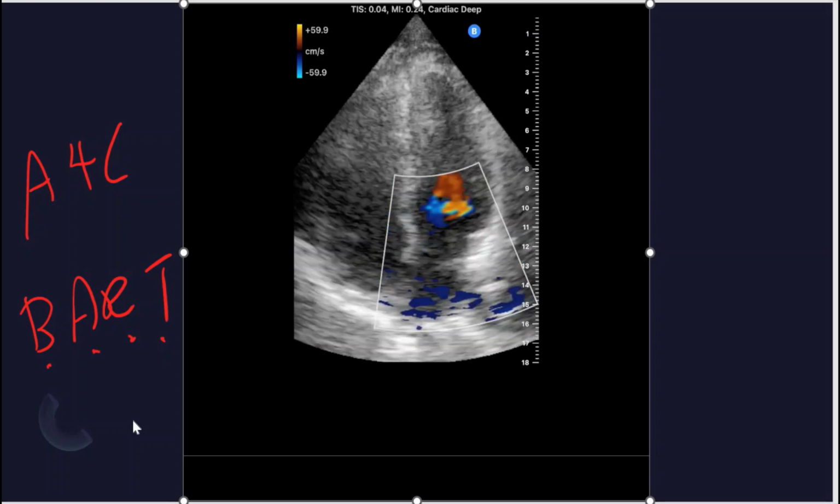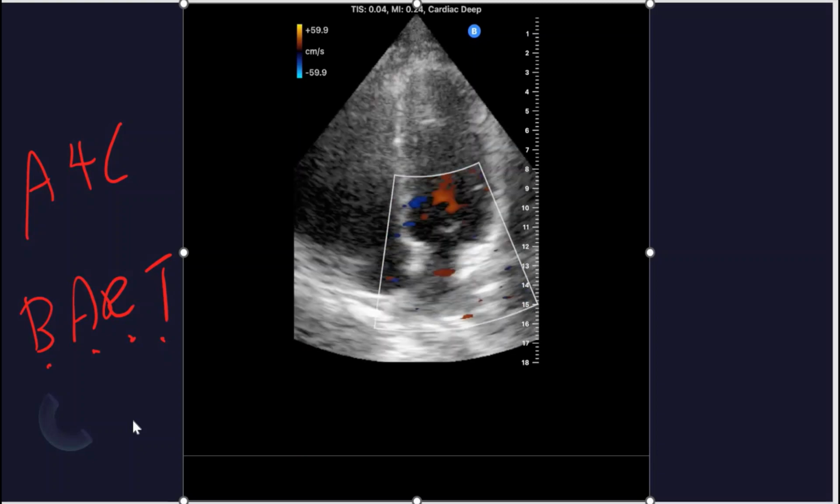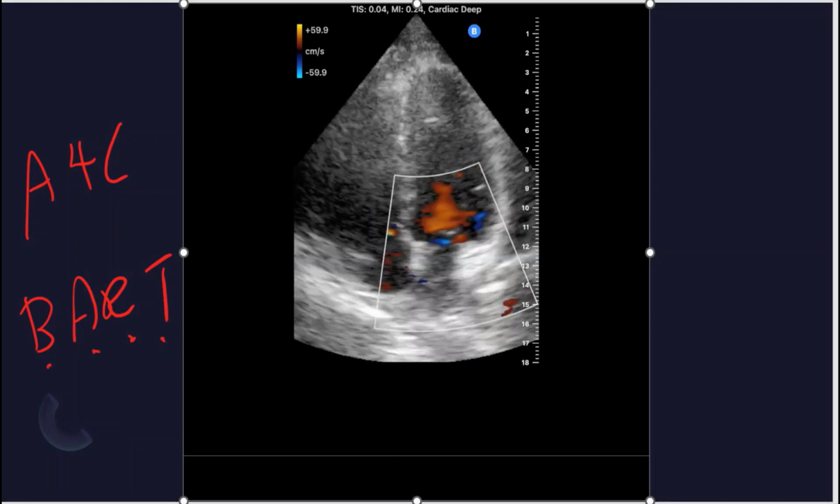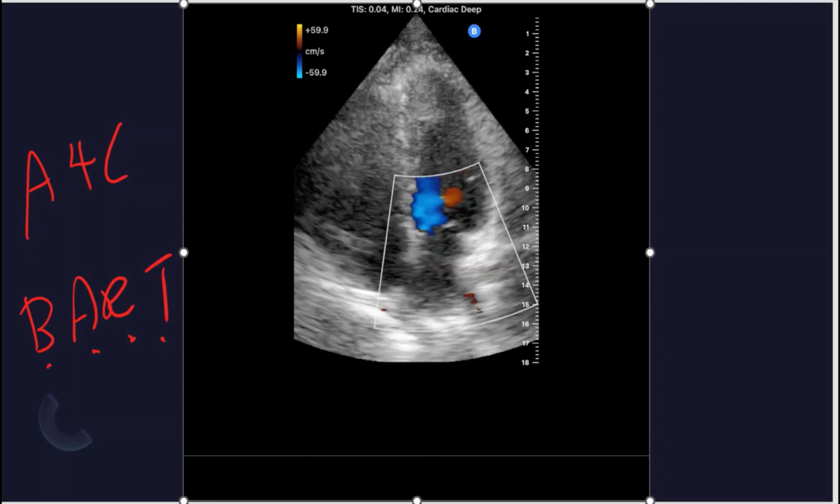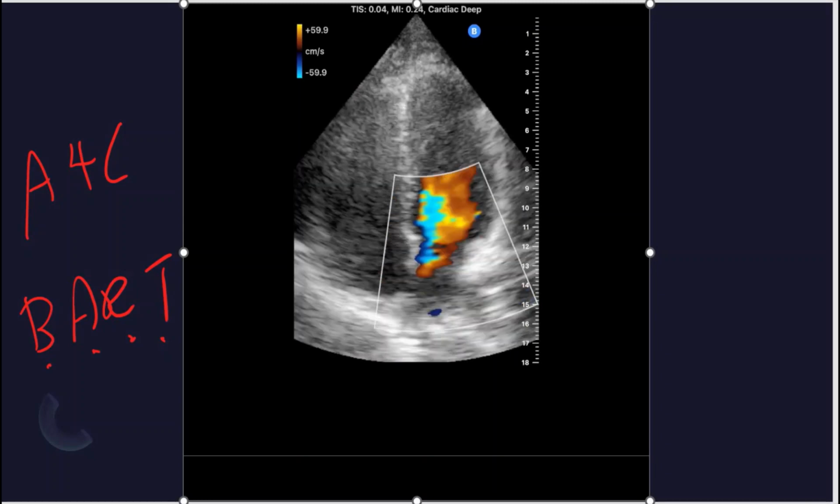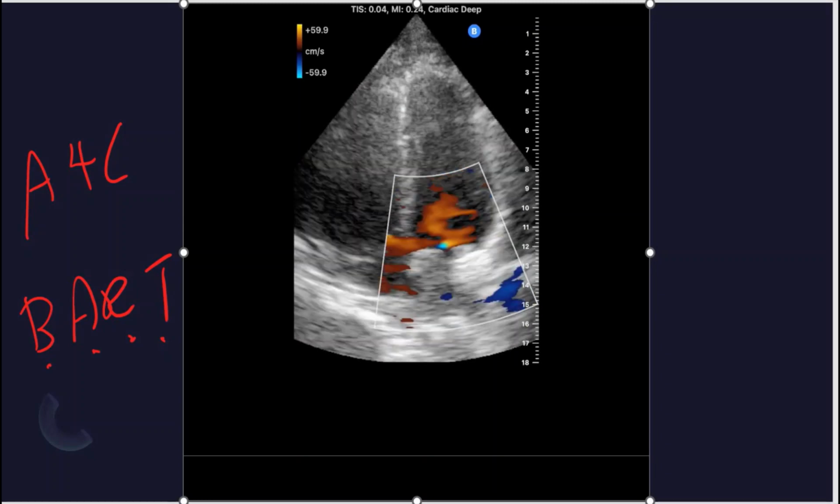And you can see that there is no backflow because you don't see any blue going backwards. Therefore, you can tell that there is no valve regurgitation. In this case, this is the mitral valve, so there's no mitral valve regurgitation.